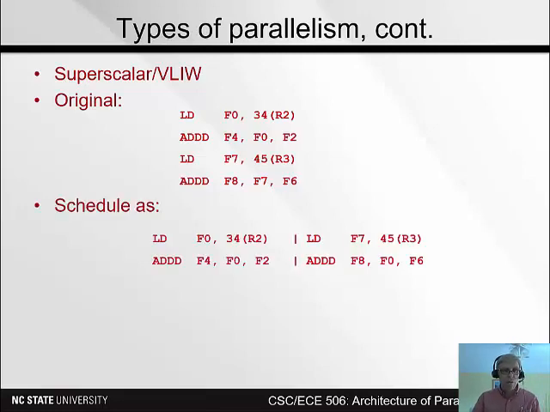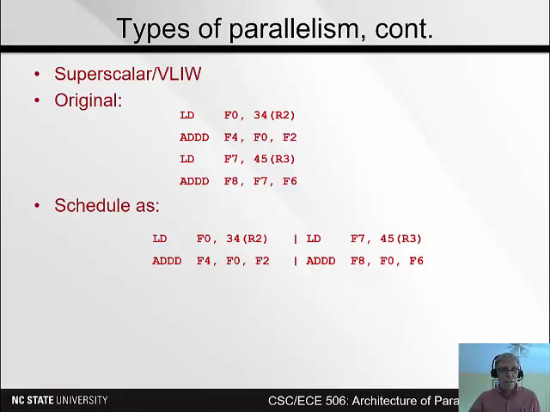So in VLIW, the compiler figures out that the loads can execute at the same time, and then it does the adds. It compiles the loads into the first instruction, which, because it's 256 or more bytes long, has room to specify both of those operations and all of the operands, and then it compiles the adds into the second instruction. In a superscalar, by contrast, the architecture figures this out at runtime by checking for dependencies dynamically between instructions.